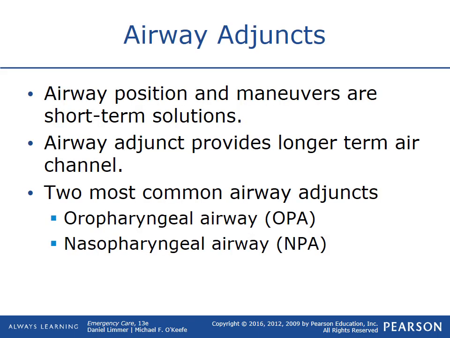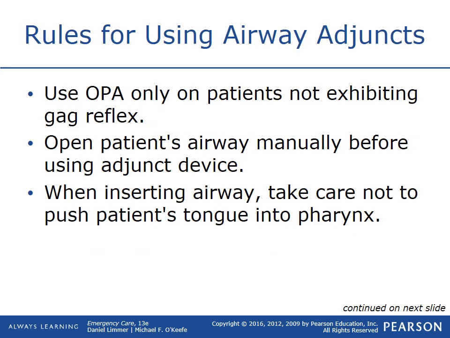And so we use airway adjuncts to help keep the tongue off the back of the throat and the airway open. Airway positioning and maneuvers are short-term solutions. An airway adjunct provides a longer-term air channel passage. So, two most common airway adjuncts for EMTs to use: the oropharyngeal airway, or OPA, or the nasal pharyngeal airway, NPA.